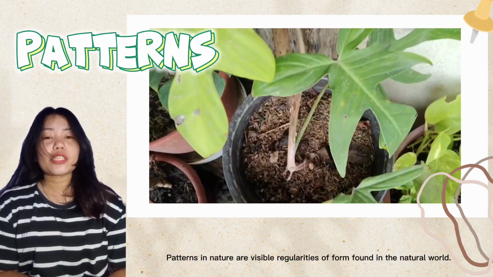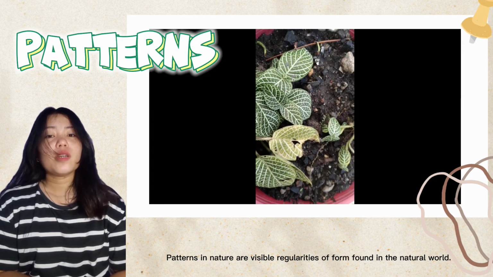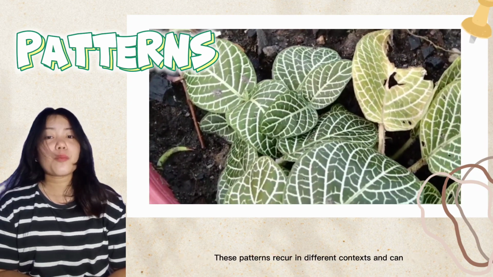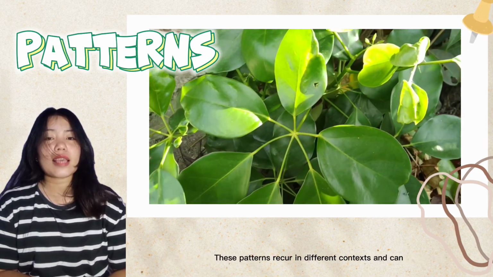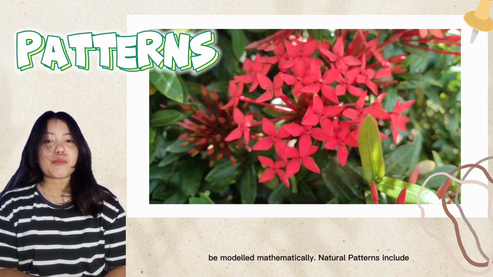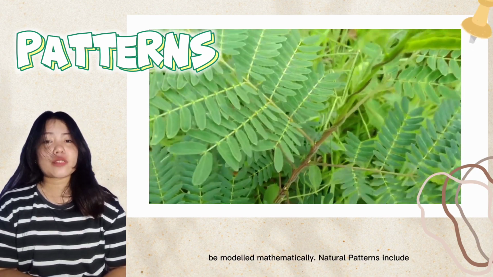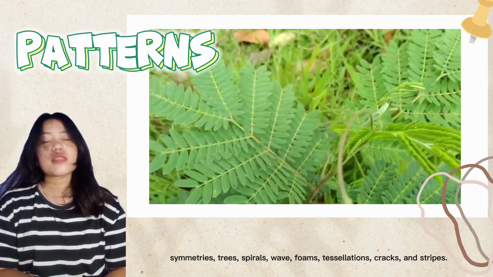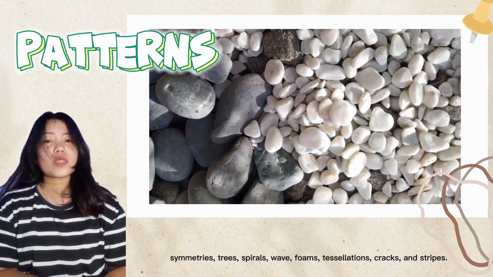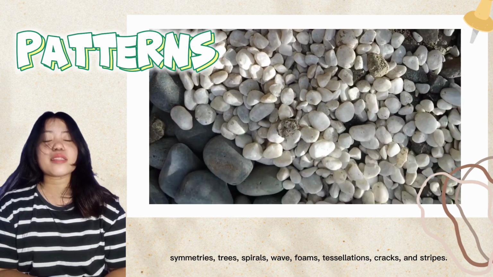Patterns. Patterns in nature are visible regularities of form found in the natural world. These patterns occur in different contexts and can sometimes be modeled mathematically. Natural patterns include symmetries, trees, spirals, waves, foams, dislocations, cracks, and stripes.